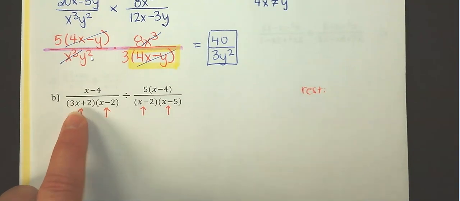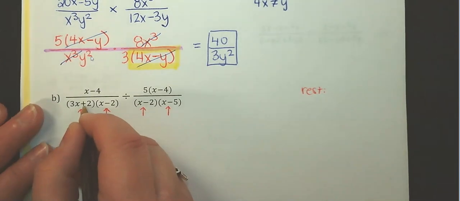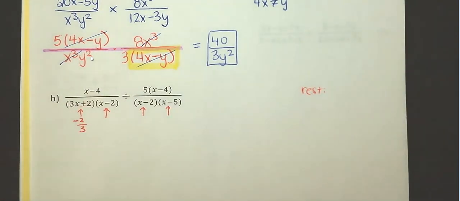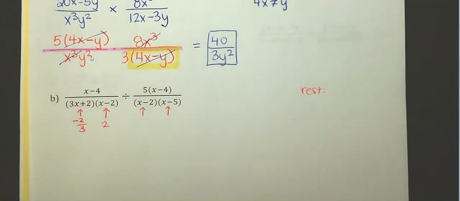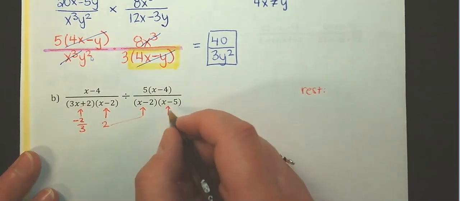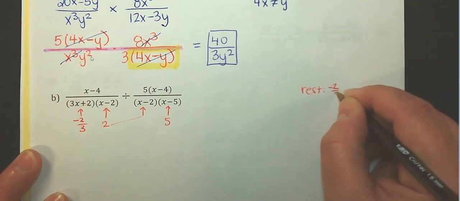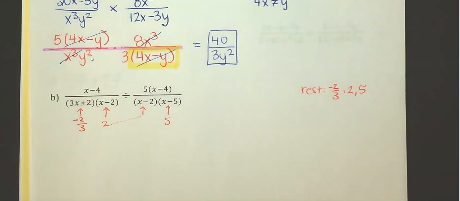That one's really tricky. What would I not want x to be? 2 over 3. I'm just going to make it negative. Like if I set that equal to 0, you would subtract 2, divide by 3. Okay, x minus 2 is just going to be 2 again, so I don't have to write it twice because it's going to be the same. And x minus 5 would be 5. So I'm just going to write a little list over here to the side: negative 2/3, positive 2, positive 5. You don't have to write them in a particular order.